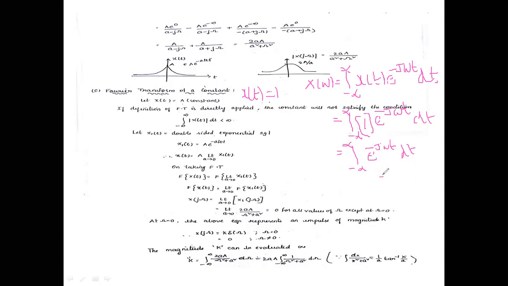What is the integral of e power minus j omega t? It is e power minus j omega t whole divided by minus j omega, with the limits minus infinity and plus infinity. After substituting the values, e power infinity and e power infinity, 0 minus 0, it is a 0 value. So it does not satisfy the condition here.